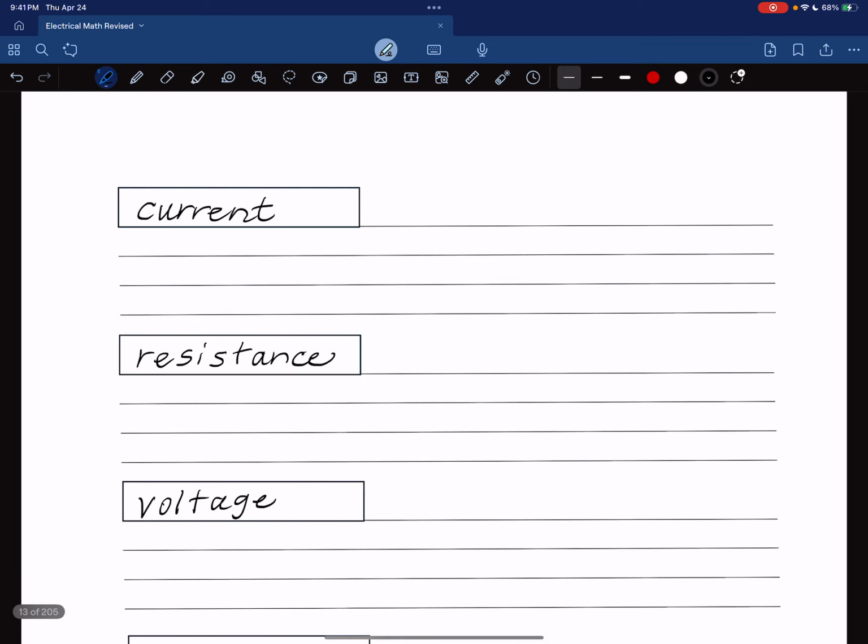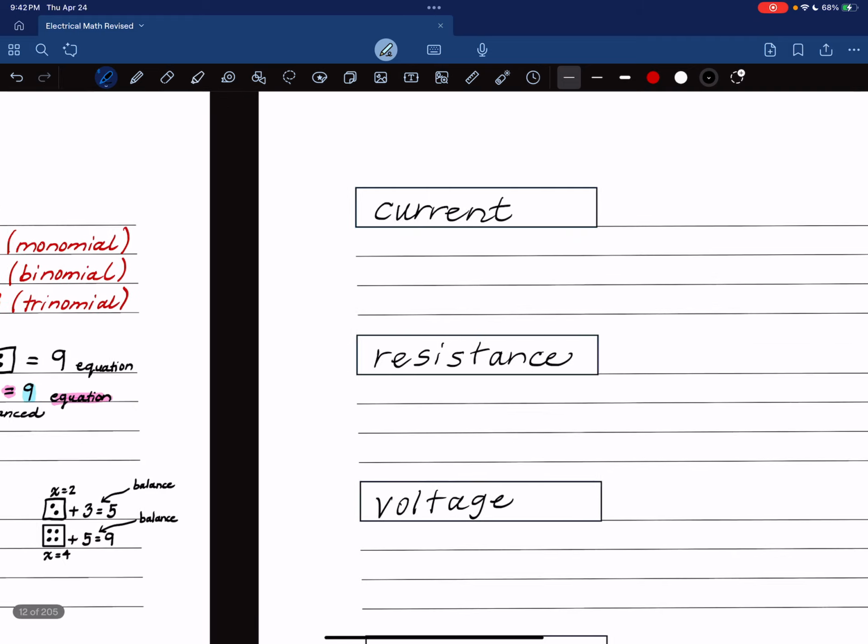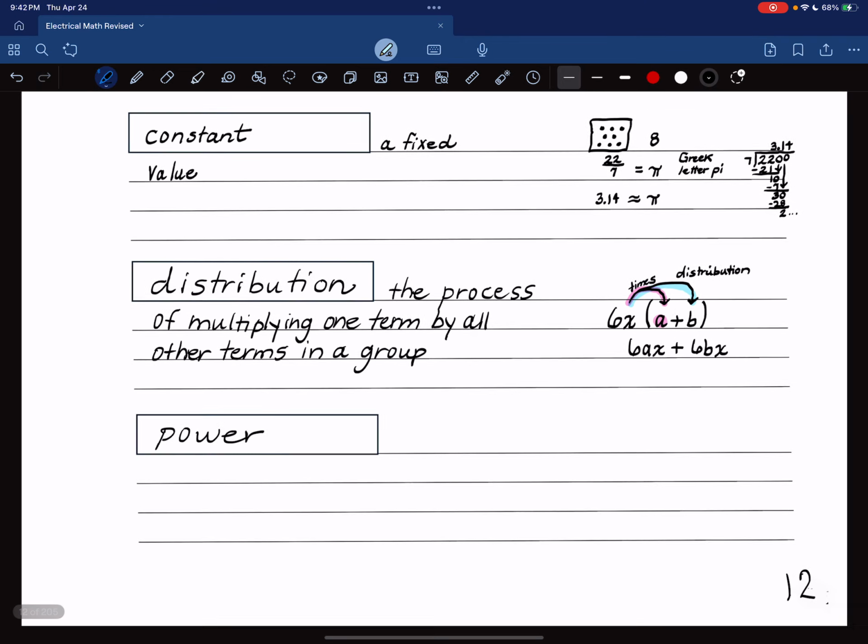And then on page 13, we have three more. We have current, resistance, and voltage. And these are the components of Ohm's law. So we're going to be looking at the Ohm's wheel in today's lesson and learning how to use Ohm's wheel to solve some problems related to electricity. But you need to know these four components of Ohm's law. So I'm going to start with power.